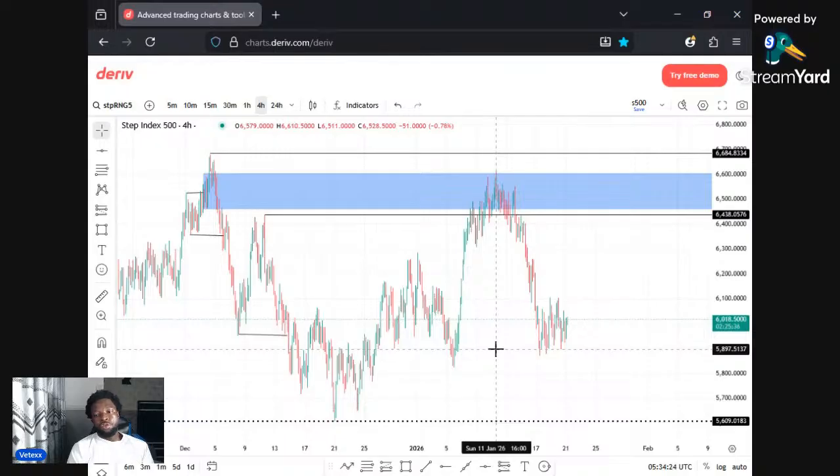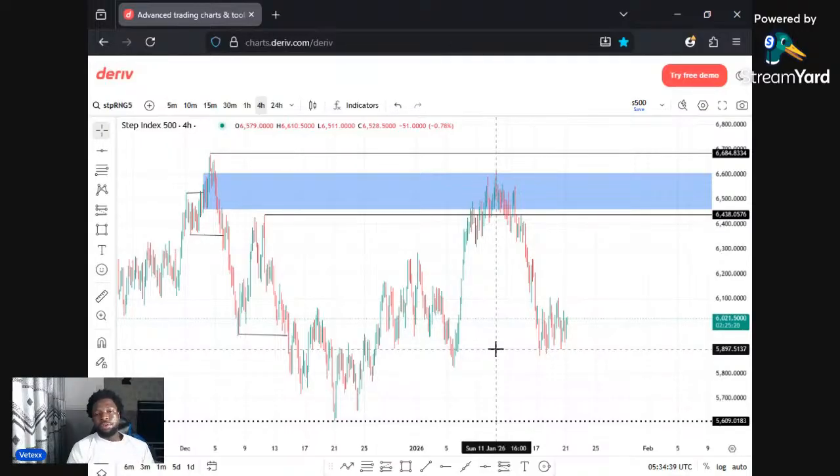Okay. So moving on, now that we've gotten our structure on Step 500 on the 4 hour, we are now going to the 15 minutes time frame to check out for continuation setup.